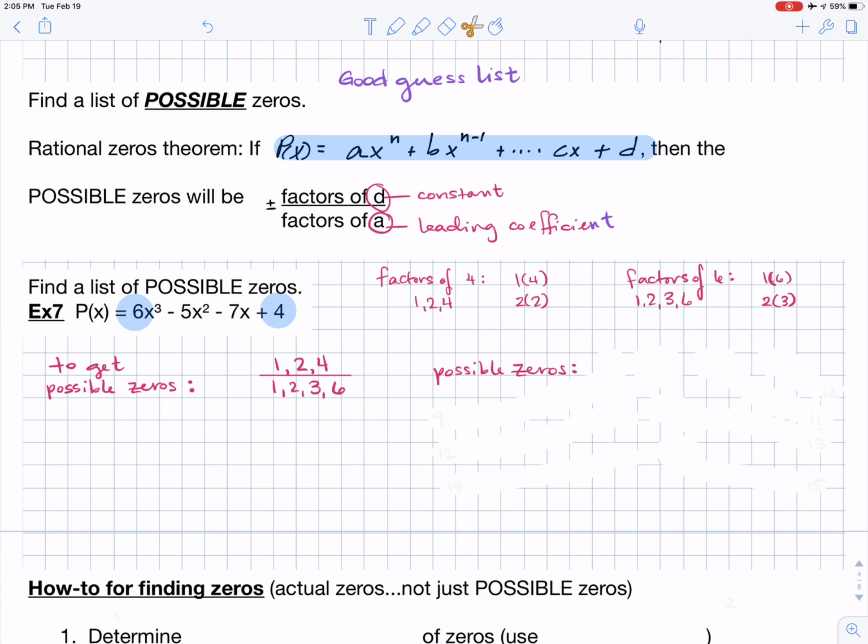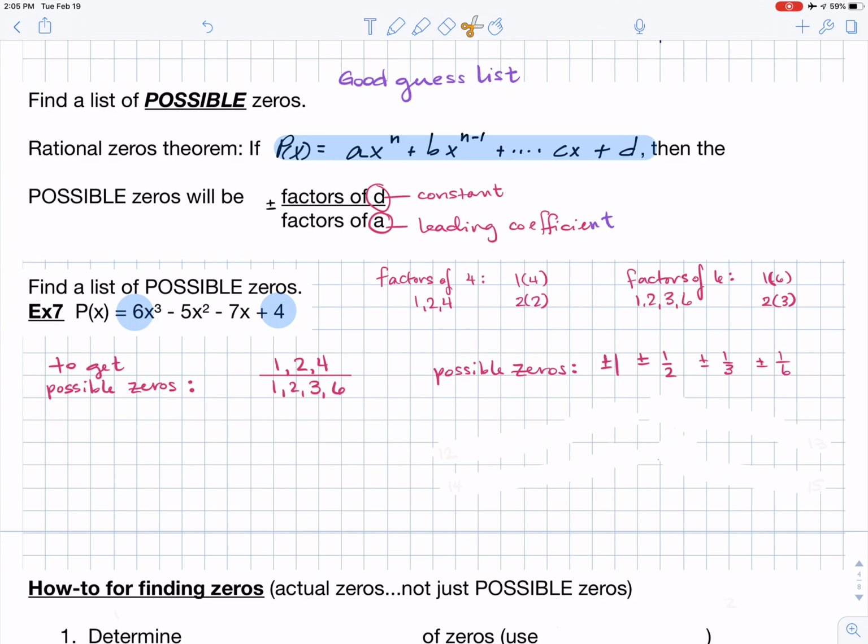So let's start with the top number, and I'm going to take 1 divided by 1. This will be my first zero here. And then I'm going to take 1 and divide by 2. That'll be my second zero. And then I will take 1 divided by 3, the 1 on top, the 3 on bottom. That will be my third zero. And then my fourth zero, 1 divided by 6. And you'll notice all 4 of those have a plus or minus in front of them.